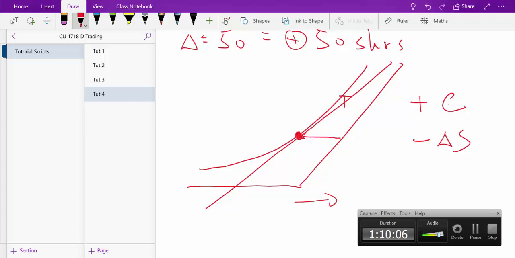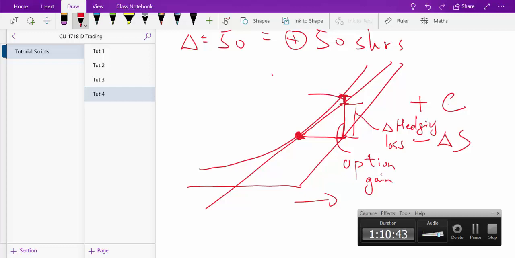you are making this money from here to here, whereas for your delta hedge, this is your gain. In fact, this is your option gain. And this one will be your delta hedging loss. You can see that because there is a gap between the gains and the loss. This is that $2 that you saw.